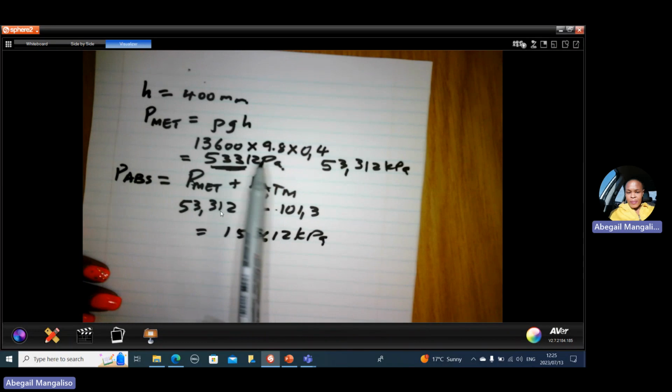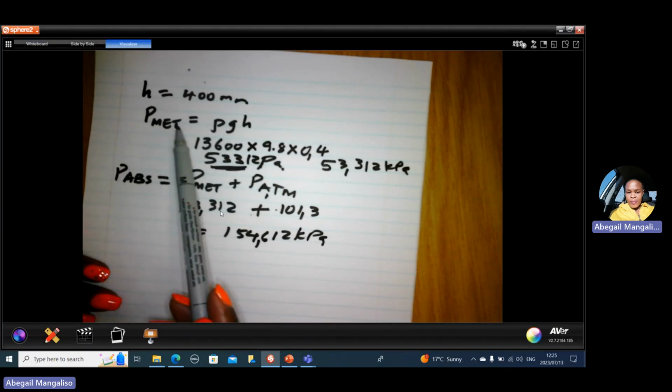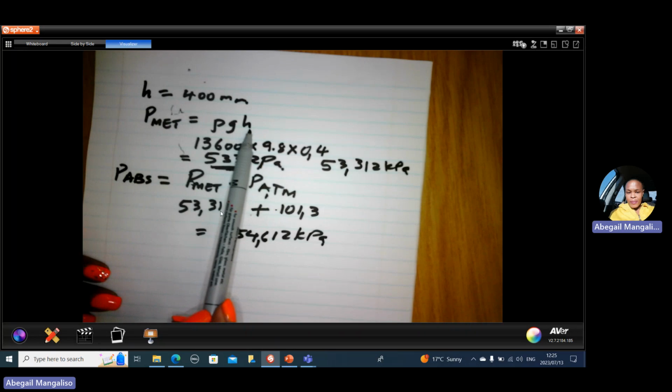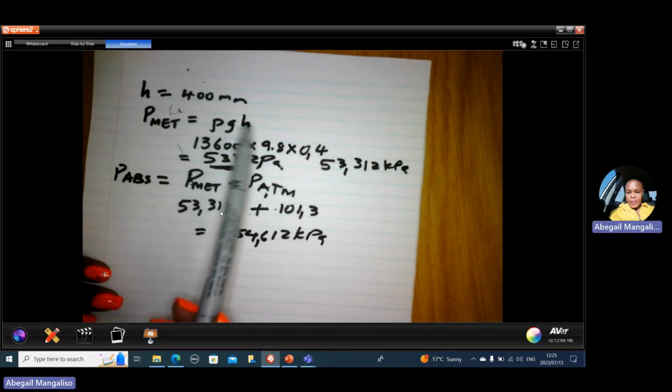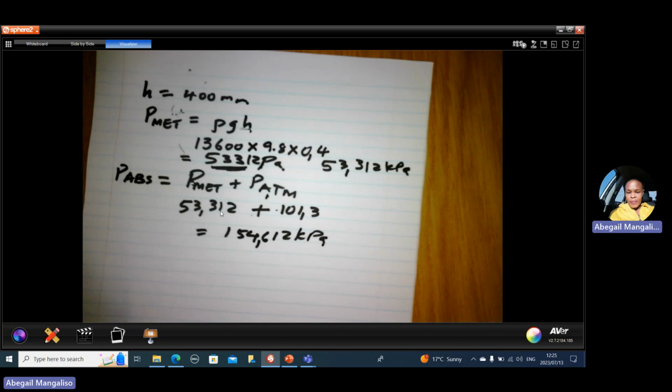Now you can be asked to calculate the height and you'll be given the pressure and you just substitute and manipulate the formula. Make sure that the pressure is in pascals when you're looking for the height, because otherwise we'll end up getting the height in kilometers. So change the pressure to pascals and calculate the height.